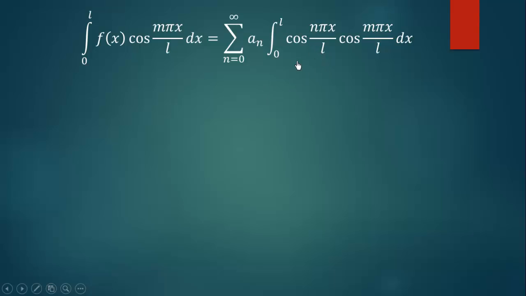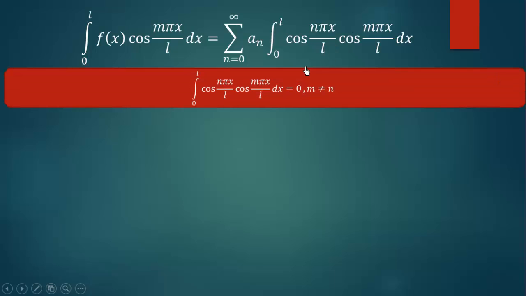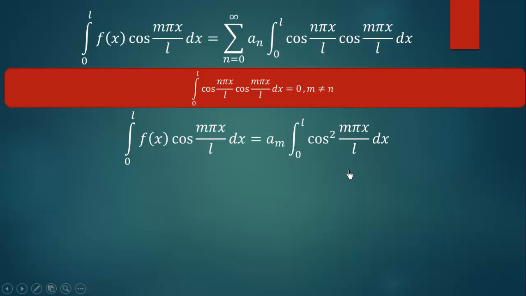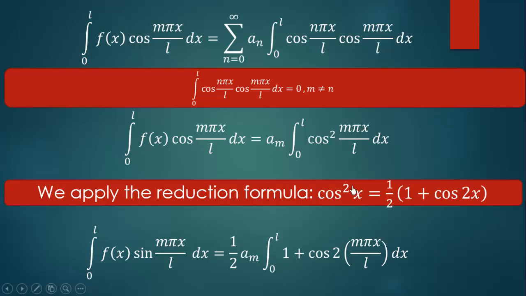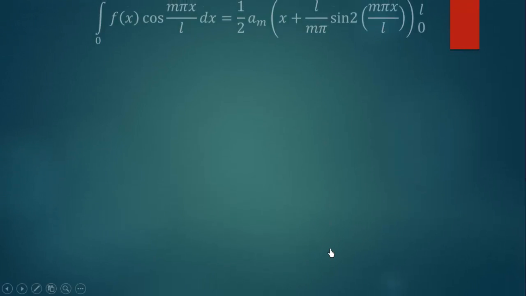Now, like before, we know that for m not equal to n, this is going to give us 0. So all these summations will give us 0. But for m equal n, we are going to get this expression on the right hand side. Now, like before, we use the reduction formula again to obtain this expression for the integral on the right hand side. Now we integrate term by term to get this result.